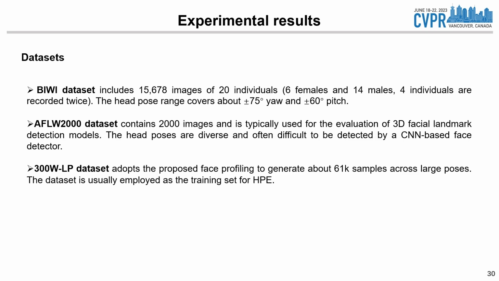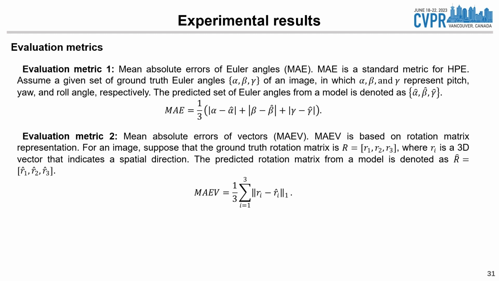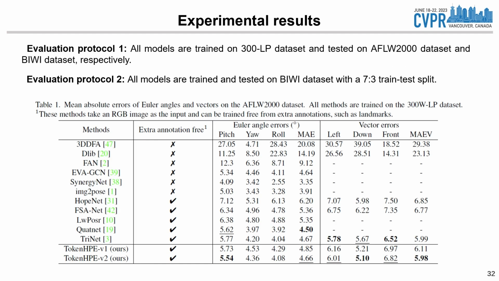Next, experimental results and visualization. We train and evaluate our model on 3 benchmark HPE datasets. We use 2 metrics to evaluate the models for comparison. Metric 1 is MAE, which is a standard metric. Because MAE is unreliable in extreme head poses, the MAEV results are also given for a more accurate measurement. In our experiments, we follow the train test protocols in FSA-Net.